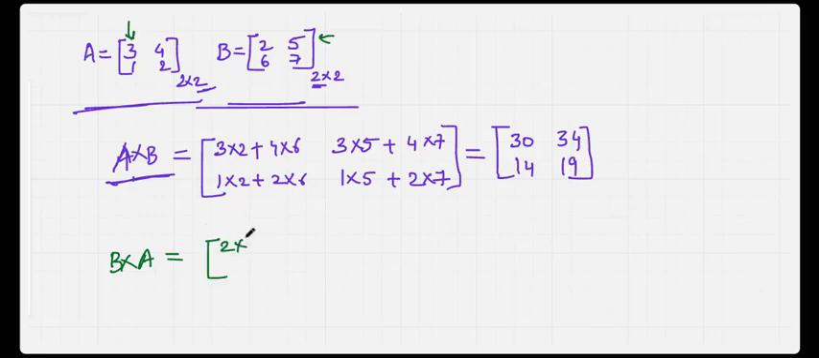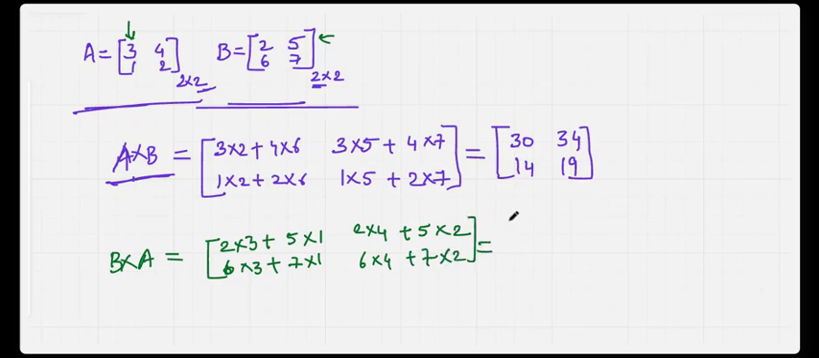It will be 2 cross 3 plus 5 cross 1. Here it will be what? 2 cross 4 plus 5 cross 2. Now here again, what we are doing? 6 cross 3 plus 7 cross 1. 6 cross 4 plus 7 cross 2.